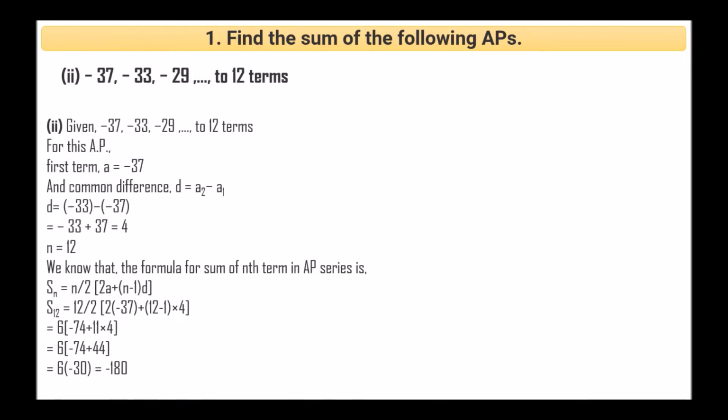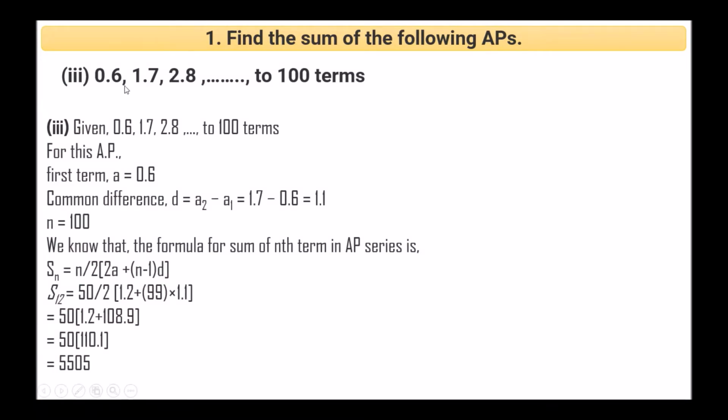Next, minus 37, minus 33, minus 29. There are 12 terms in this. a is minus 37, common difference is 4 and n is 12. We will put the values in the formula of Sn of an AP series. So we will get S12 equals minus 180.